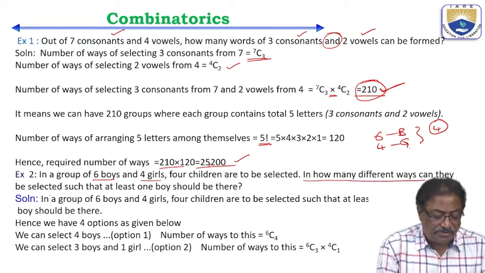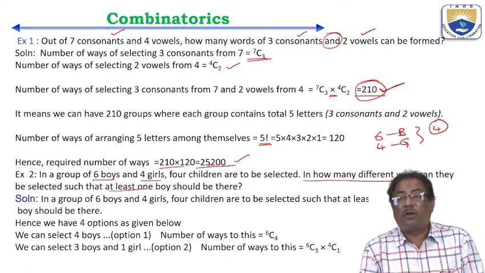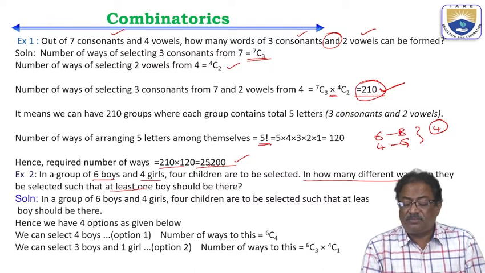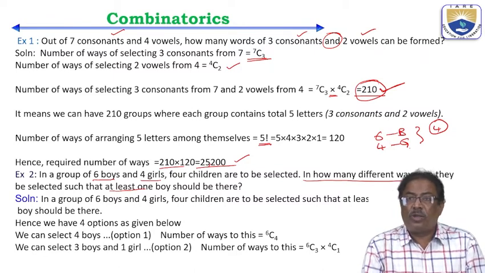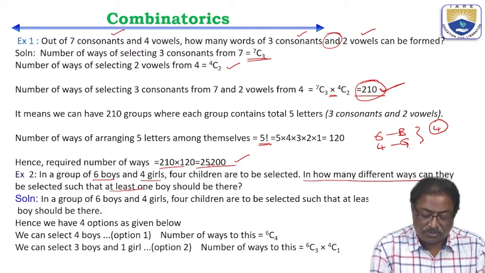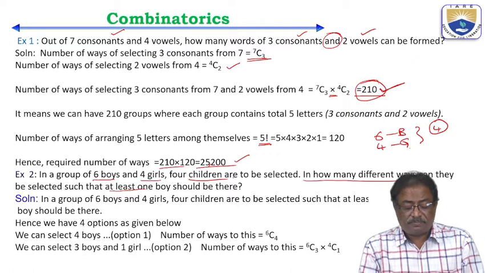In how many different ways can the selection be made having at least 1 boy? There are 6 boys and 4 girls. We have to select 4 members, 4 children.